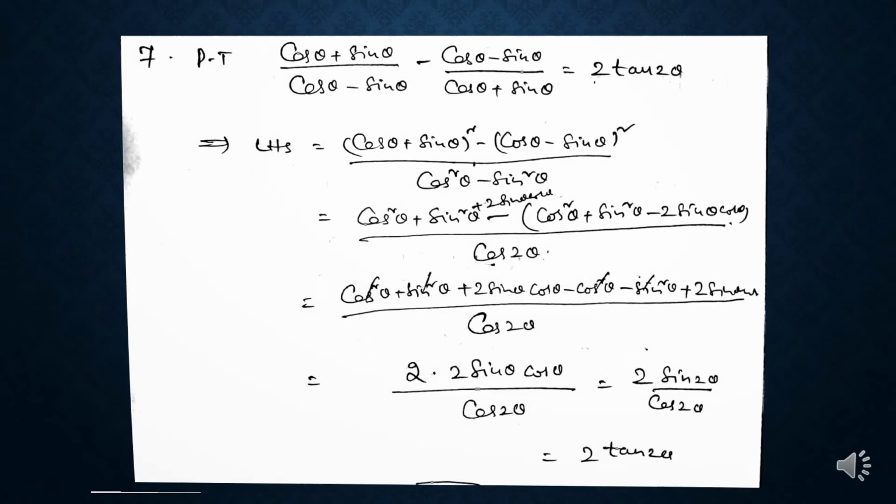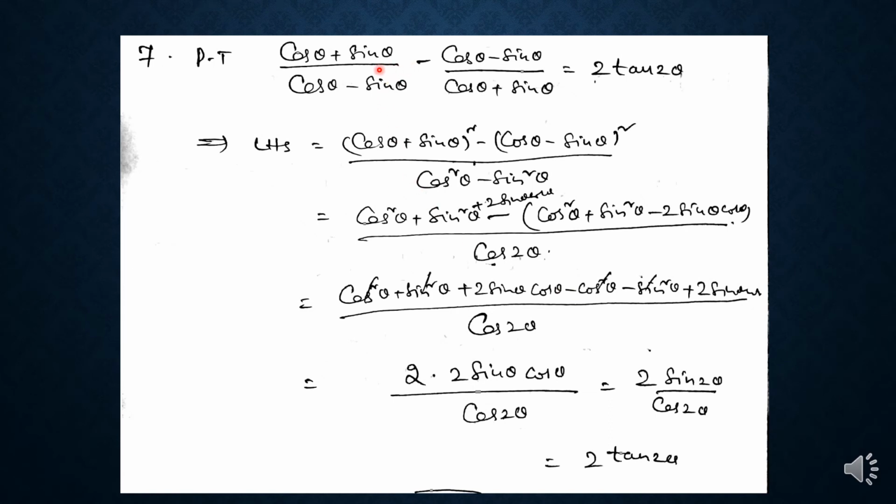Next problem. Prove that (cos theta plus sin theta) by (cos theta minus sin theta) minus (cos theta minus sin theta) by (cos theta plus sin theta) is equal to tan 2 theta.